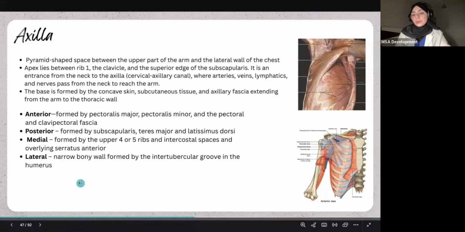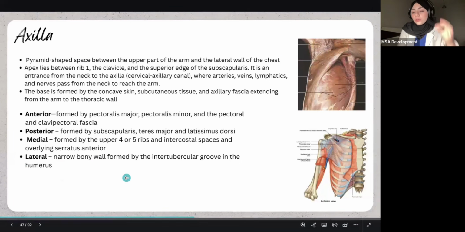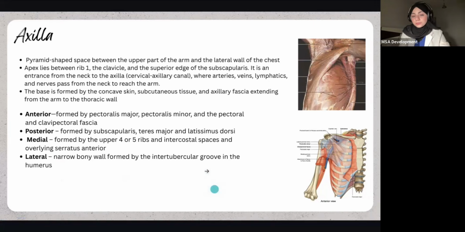Now, laterally, we have the bony wall, which is basically right here. So medially, laterally, again, anatomical position. What's more medial? My thoracic wall. What's more lateral? The arm, the intertubercular groove in the humerus. That's it. It's essentially the humerus and the bony wall of the intertubercular groove if you want detail. That's pretty much the axilla.